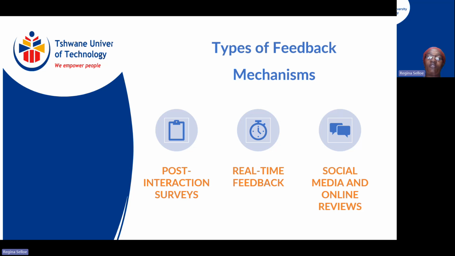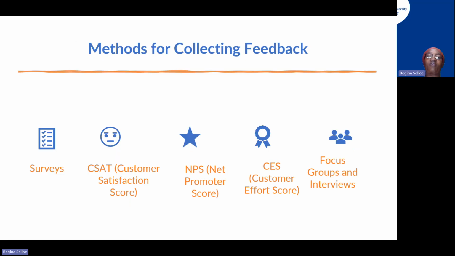Then we have the different methods for collecting this feedback that we can use in a contact center. We have surveys. With surveys, we are referring to simple structured questions that can be quantitative or qualitative. We also look at customer satisfaction scores, where we can have a quick survey asking customers to rate their satisfaction with a service or a product. Then we have the Net Promoter Score, which measures customer loyalty with a single question. For example, how likely are you to recommend us to others?